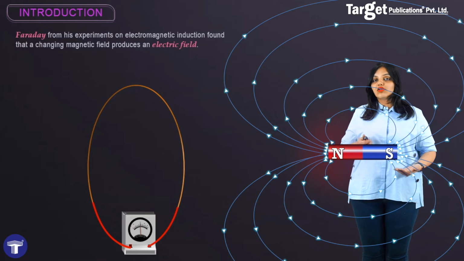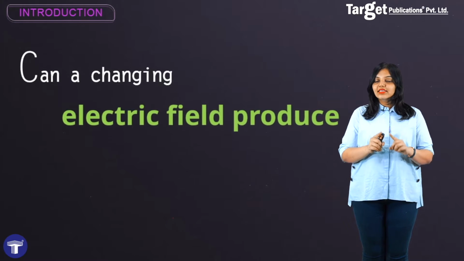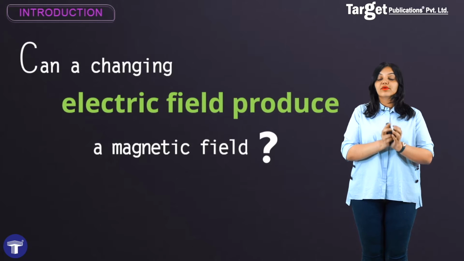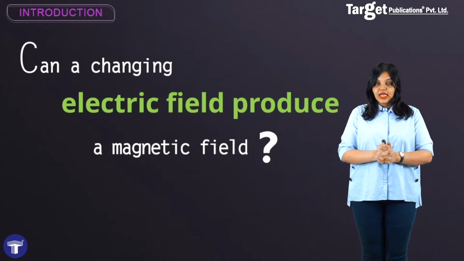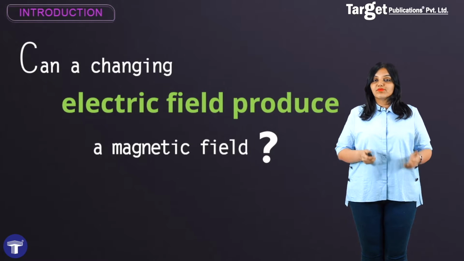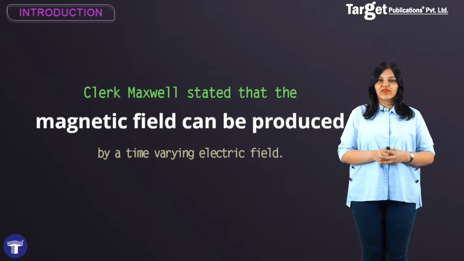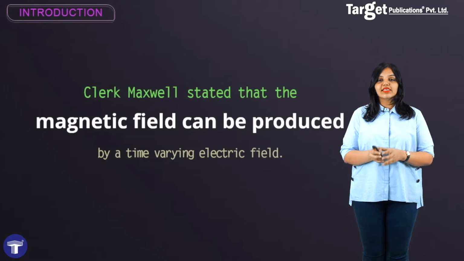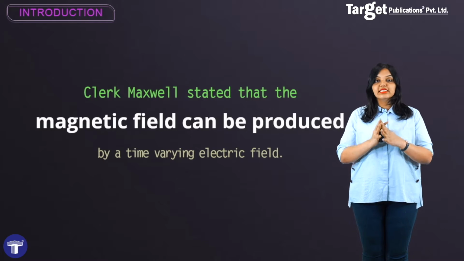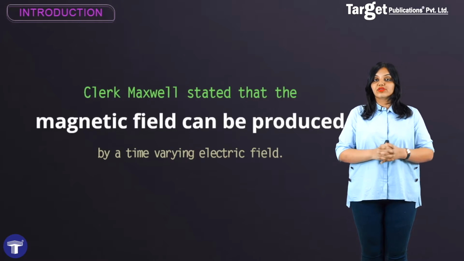And then, of course, the logical next question was, can a changing electric field produce a magnetic field? For a while, no one knew if this was possible. But soon enough, we got the answer, and this answer was provided by Clerk Maxwell. Maxwell stated that a magnetic field can indeed be produced by a changing electric field.